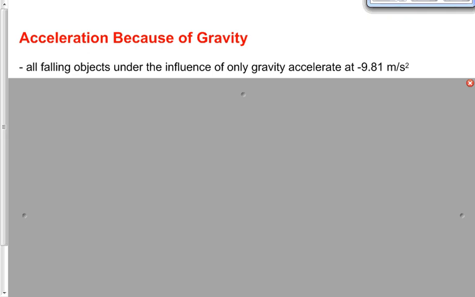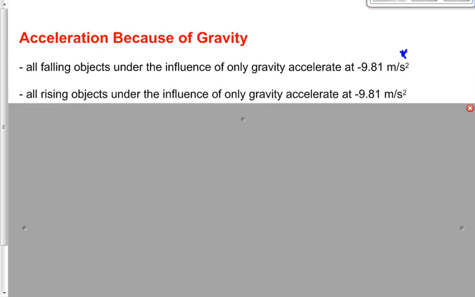Now, put a little asterisk by that, because that value does change actually a little bit depending upon where you are. If you're in Vancouver, it's a little bit higher than 9.81. If you're at the top of Mount Everest, it's a little bit lower than 9.81, but it's pretty close to this value no matter where you are on Earth. Every object, in the absence of air resistance, will fall at exactly the same rate. That rate will be approximately negative 9.81 meters per second squared.